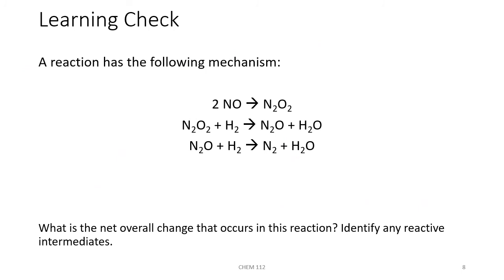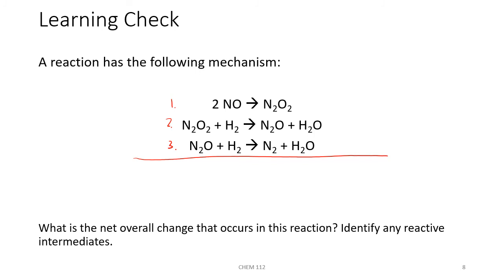A reaction has the following mechanism, and here we're given 3 steps. You won't ever have to predict 3 steps on your own, but since they were given to you, we want to say what would be the net overall reaction that occurs, and what are the reactive intermediates. So if we're going to figure out the net overall reaction, we would have to add up all 3 individual steps, 1, 2, and 3. But first, before we add them together, we want to see what's not going to appear in that overall reaction.